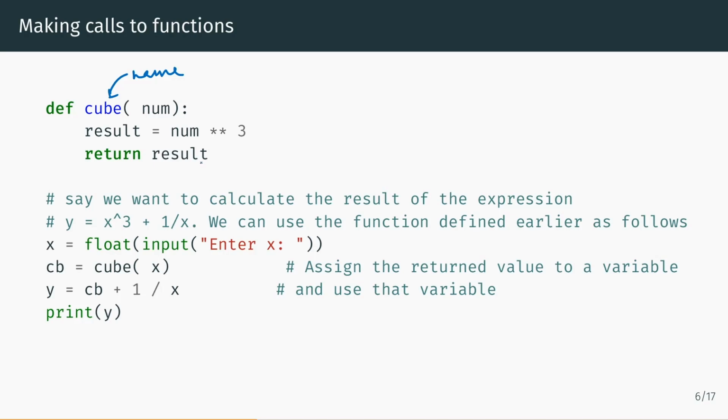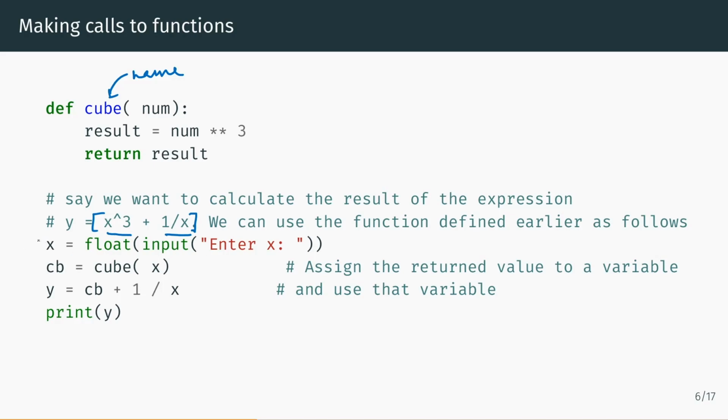Now, how do we call this function? Let's say we want to calculate the result of the expression y equals x cube plus 1 over x, and we want to find the result of this addition. The first thing we do is let the user enter the number x, whatever x is. We don't know. So x is the number that the user entered.